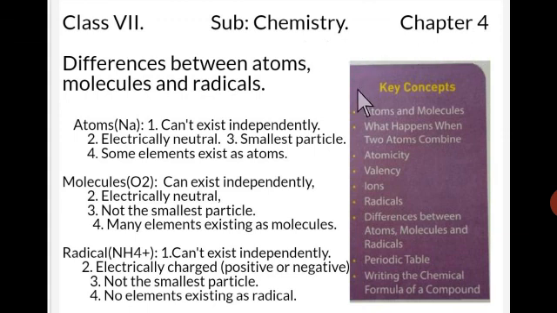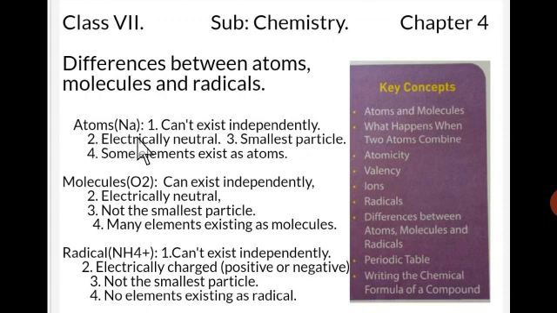Students, first of all let us see what are the topics we have completed. First, atoms and molecules. Second, what happens when two atoms combine. We have discussed atomicity, valency, ions and radicals. Today we will see differences between atoms, molecules and radicals. So let us start. Differences between atoms, molecules and radicals.